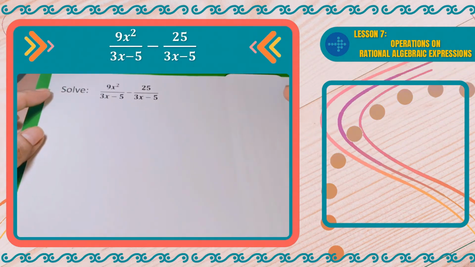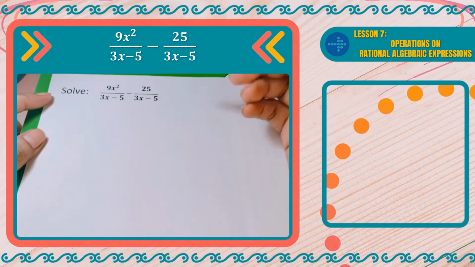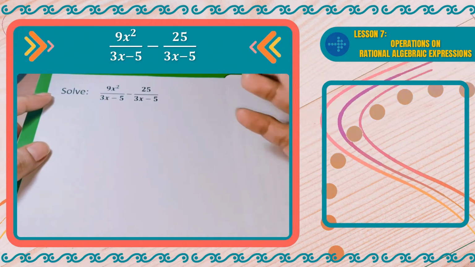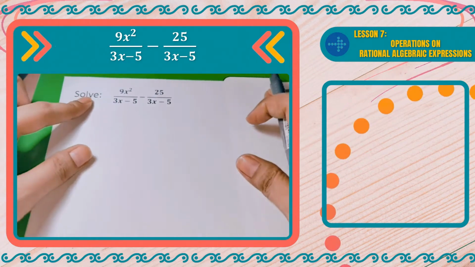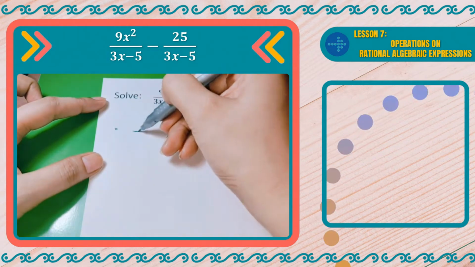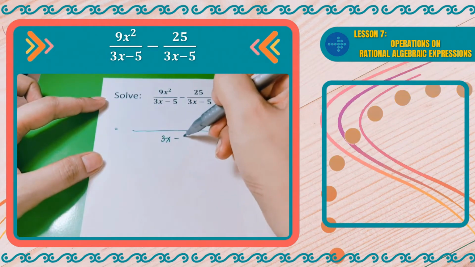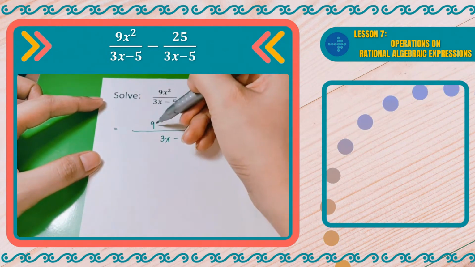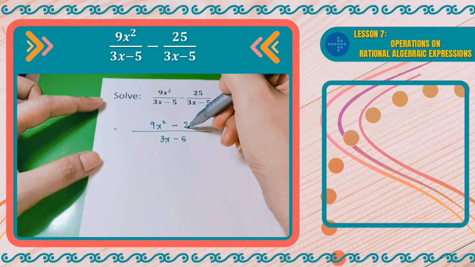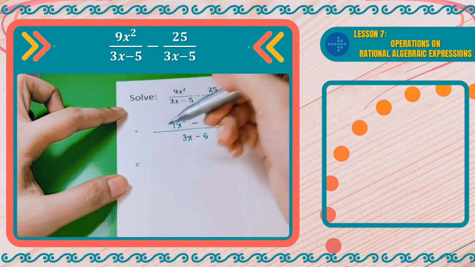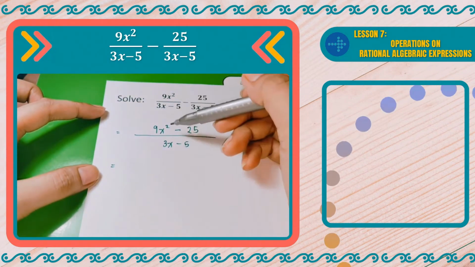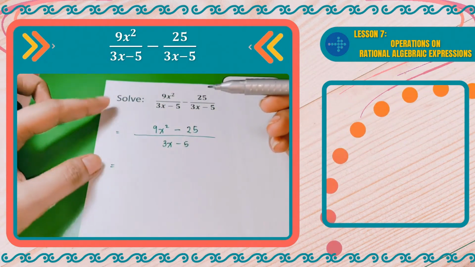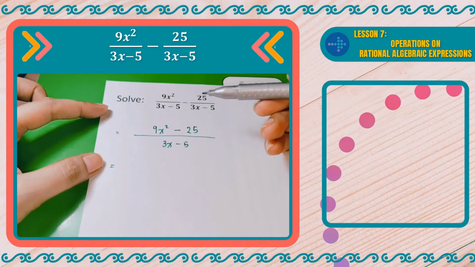So, the given is 9x squared over 3x minus 5 minus 25 over 3x minus 5. Pareho ulit sila ng denominator, so let us copy the common denominator. Then, subtract the numerators. So, we have 9x squared minus 25. Hindi naman natin pwedeng i-combine dahil hindi naman sila similar terms. But, let us check kung meron pa tayong pwedeng i-simplify.